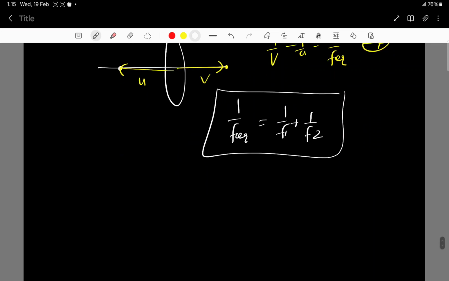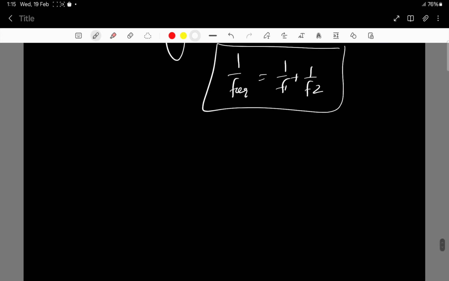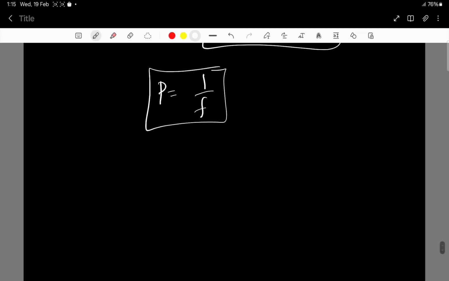Similarly, one more important parameter I have to define now is the power of a lens. Power of a lens is the ability of the lens to converge or diverge light rays. That ability is measured in terms of power. The power of the lens is inversely proportional to the focal length, because if a given lens has the ability to focus the light rays at a very short distance, it has a shorter focal length and more power, because just imagine it's a convex lens.